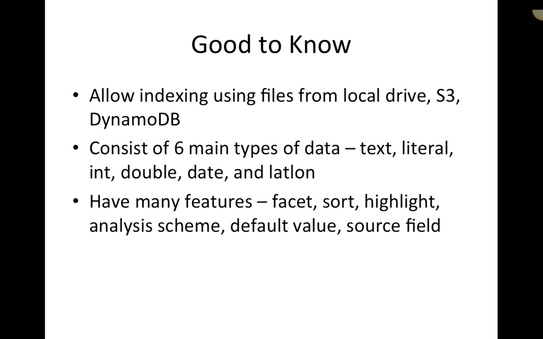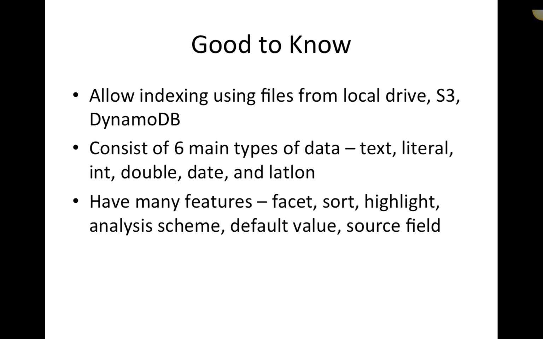Something that's good to know is indexing can be done using files from local drive, S3, DynamoDB. You see this when you work with the console. It has 6 types of fields for you to choose from: text, literal, integer, double, date, and lat long. Also, the first 5 types have array versions of them. Like for text, you have text array, for example.